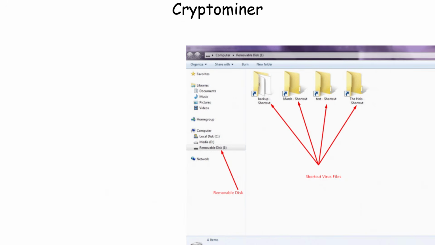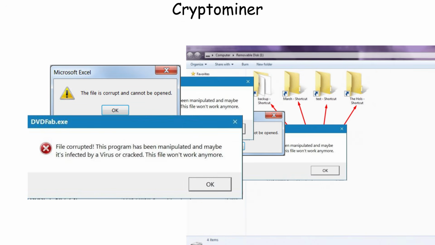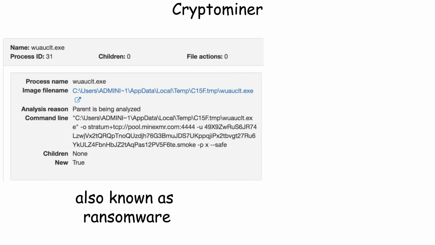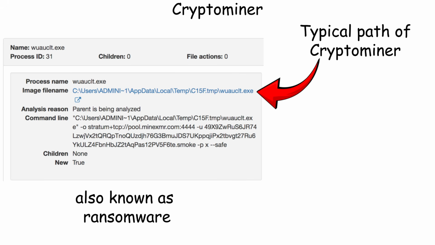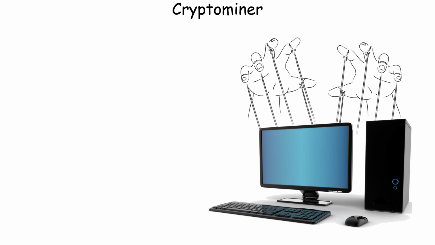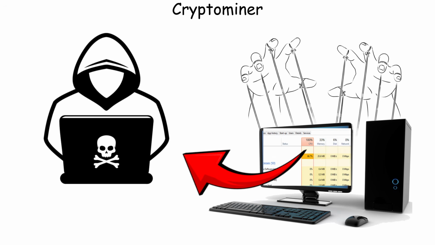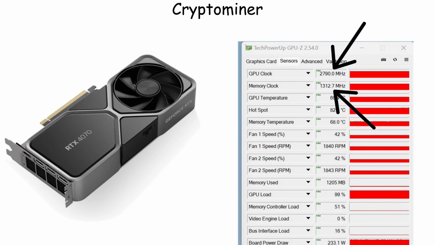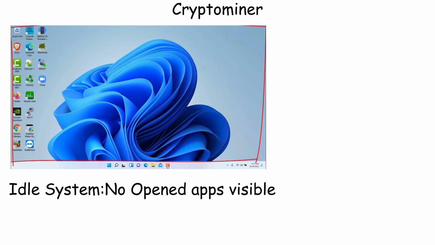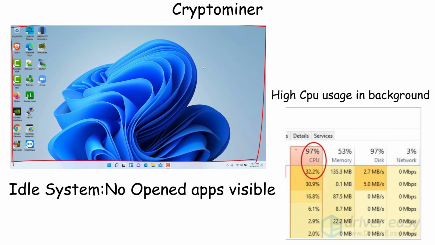Cryptominer. Most computer viruses are designed to destroy system files, but a cryptominer is a type of virus or malware that is designed to use your computer's resources to mine cryptocurrency for hackers. It utilizes your GPU or CPU to its full capacity and runs in the background as long as your PC stays powered on with an internet connection.